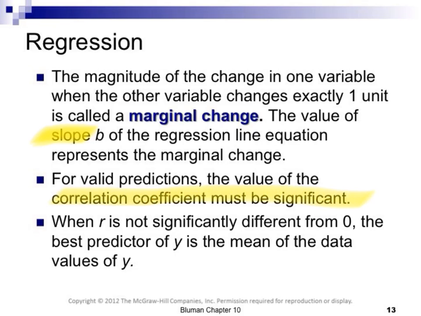Which means that your r must be close to +1 or -1. 0.8, 0.9, somewhere in there, to be a good, significant correlation. Otherwise, you can make a prediction, but it's not going to be as good a predictor.